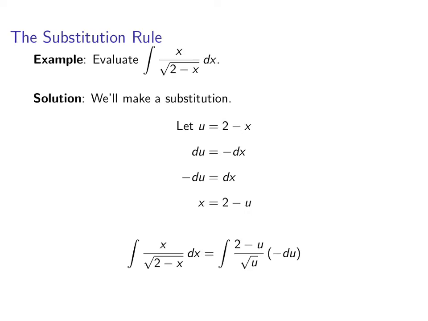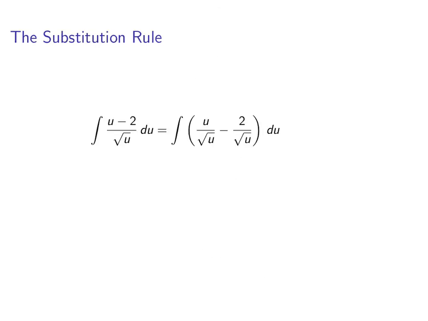Okay, so now let's turn our attention to evaluating this integral. If we simplify things a little bit, for instance, that minus sign with du, we can just use that to flip around the numerator. And now let's break this up into a couple of pieces. So we have u over square root of u minus 2 over square root of u. And we'll write these with powers instead of radicals, and it'll look like this. So we'll have the integral of u to the 1/2 minus 2u to the minus 1/2 du.